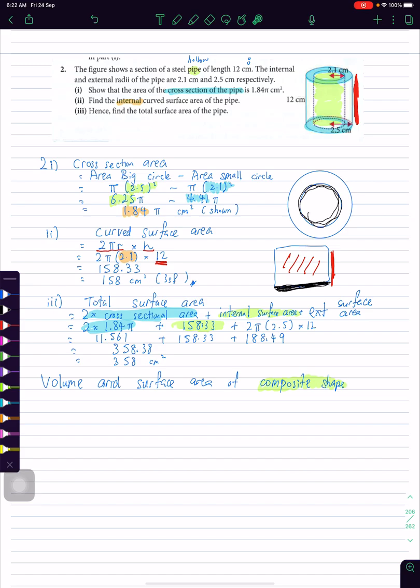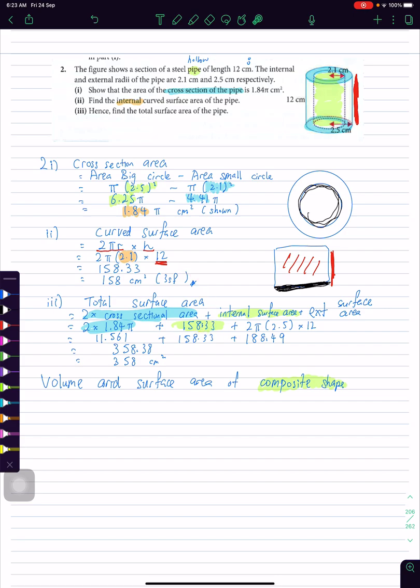So now they want to find the total surface area of the pipe. So total surface area of the pipe includes 2 base area, 1 top, 1 bottom. So 2 of the base area, plus the internal surface area, which is the answer you found in part 2, as well as the external surface area, which is what we are going to find now. So we just put the numbers down. 2 times 1.84 pi, the answer in part 1, as well as 158.33, the answer in part 2.